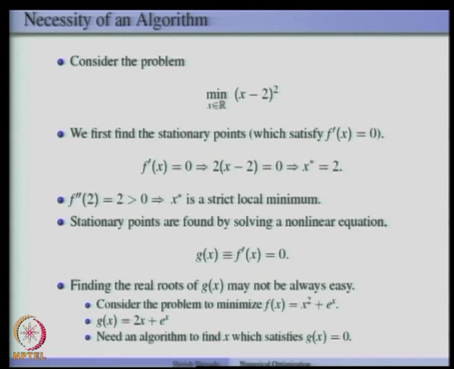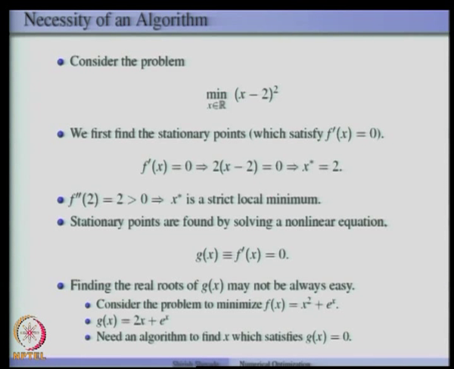So, we need some algorithm to find out x which satisfies 2x plus e to the power x equal to 0, and that is where we will need a numerical procedure or algorithm to find a stationary point of these kinds of functions. So, in general it is difficult to find the stationary points using a simple way like this, and one has to go for some algorithm to solve this.